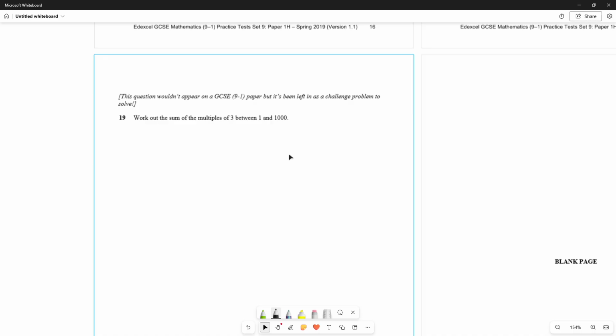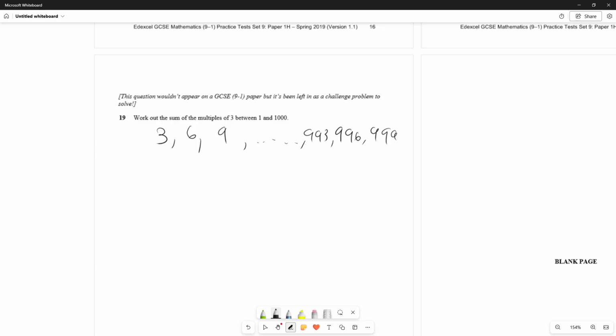Work out the sum of multiples of 3 between 1 and 1,000. Okay, so basically what this means is let's write out the first ones. So you have 3, 6, 9, and then dot, dot, dot. And the last ones would be 999, 996, 993. Okay.